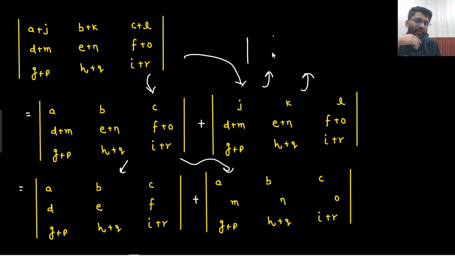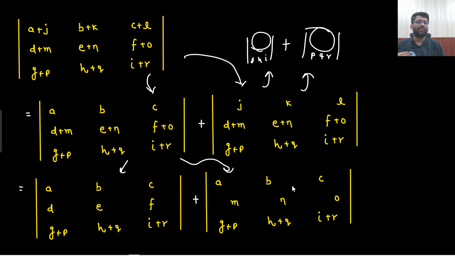How will you break it into two parts? Let us say I am keeping this as it is, and this I am breaking into two parts. So JKL as it is, D plus M, E plus N, F plus O as it is, then GHI plus PQR, GHI, PQR, and the rest of the two rows remain as it is. So this is how you can break this one into two parts as well. Is that clear to you? I hope it is clear.